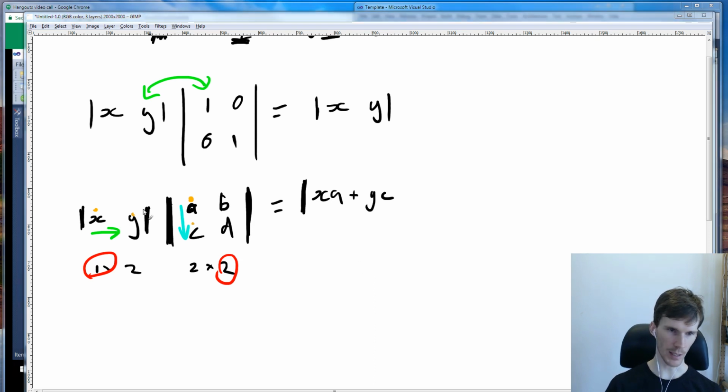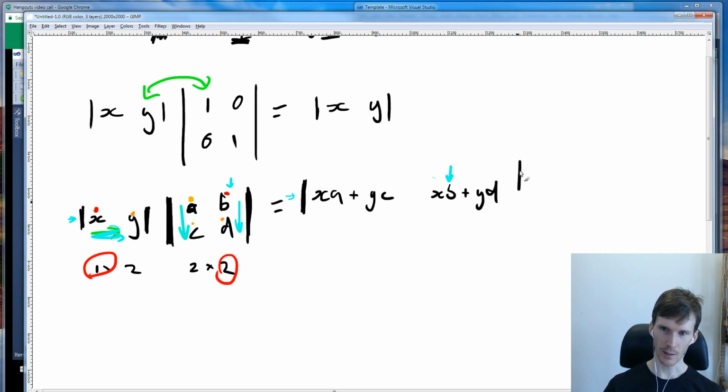Then on the next one we're going across still, and we're going down still, but we're now in the second column, so it's first row, second column. We're going to take x times b, so xb plus y times d, so yd. So that is the very simple way to do matrix multiplication.